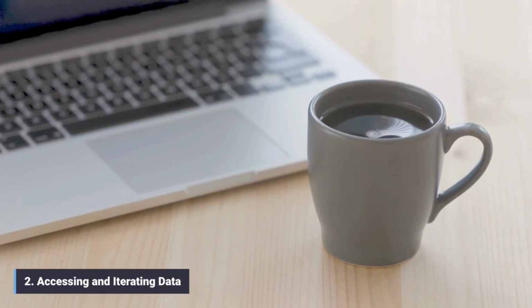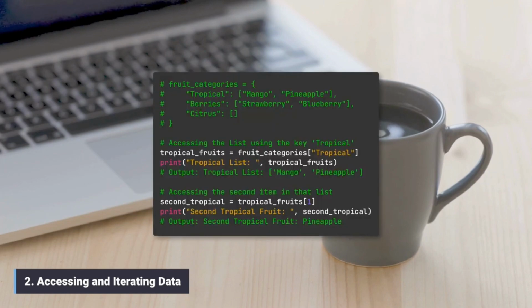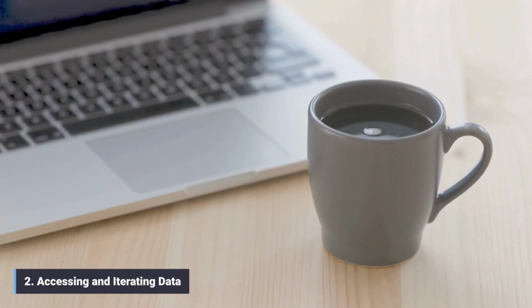2. Accessing and iterating data. Accessing data involves 2 steps. First, retrieve the list using the dictionary key, and second, access the item inside that list using its index. You can easily iterate through both the categories and the items within each category.